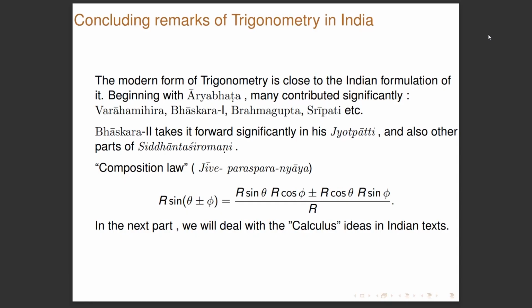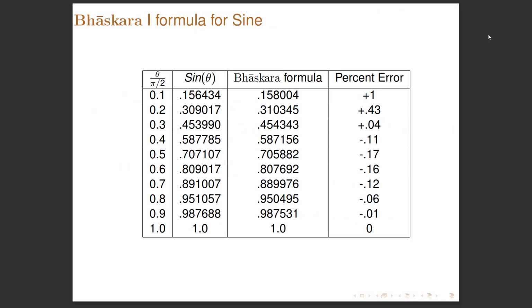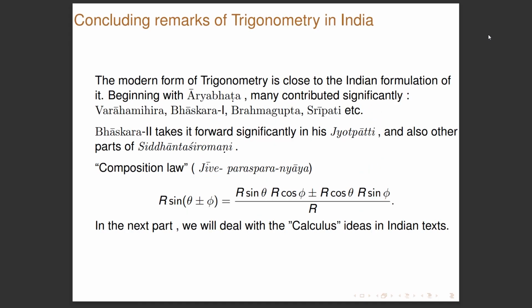So, to conclude about trigonometry, the modern form of trigonometry is close to the Indian formulation of it. And beginning with Aryabhata, many contributed significantly. Varahamihira himself has these things in his work called Panchasiddhantika, and Bhaskara 1, Brahmagupta gives.